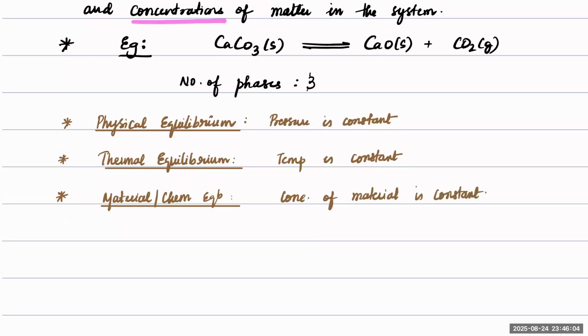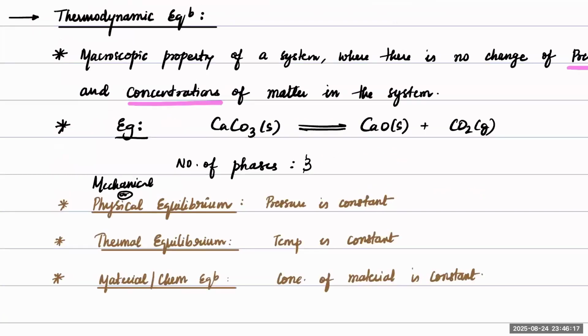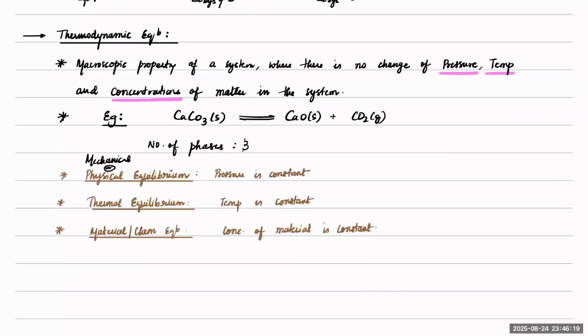Physical equilibrium can also be used as mechanical equilibrium. So mechanical or physical are the same. Clear? So as long as these three equilibriums are achieved, we say it is under thermodynamic equilibrium. Okay. So I hope all of you remember this part, when we discussed what is thermodynamic equilibrium.